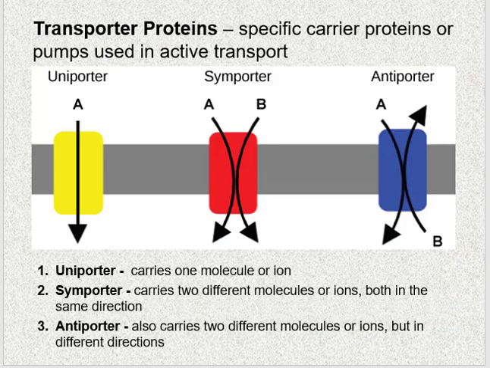Now, the type of protein that we use for active transport is called a transporter protein. Now, these proteins may carry one molecule or ion in one direction, which is called a uniporter. Other transporter proteins may be able to carry 2 different molecules or ions in the same direction. These are called symporters. The third type of transporter protein is called an antiporter, which is able to carry 2 different molecules or ions, but in opposite directions.